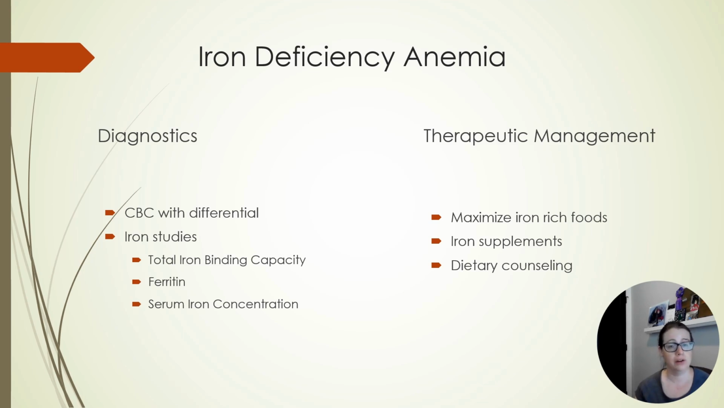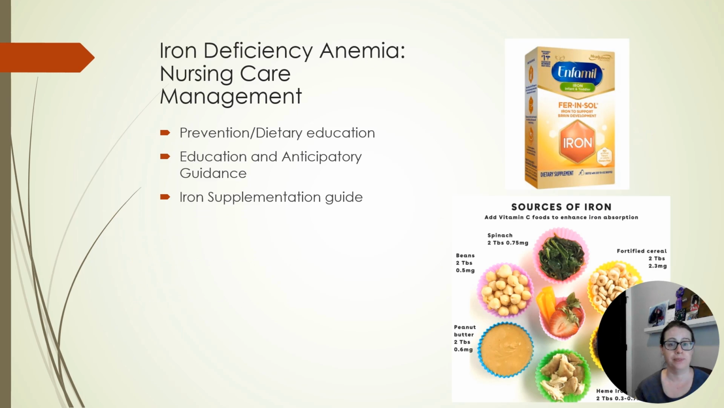Therapeutic management for iron deficiency anemia includes maximizing iron-rich foods, so teaching parents what foods are rich in iron, such as green leafy vegetables, and some red meat can be rich in iron. There's actually some newer studies coming out about cooking in cast iron skillets and the amount of iron that is transferred that way. So that can be a really creative way to add iron to foods that otherwise might not have any. And then iron supplementation is kind of an obvious choice.